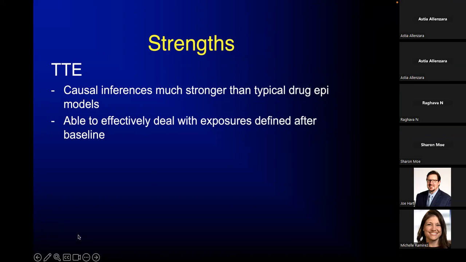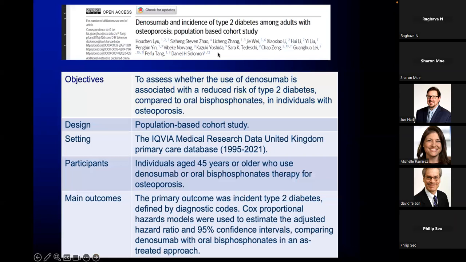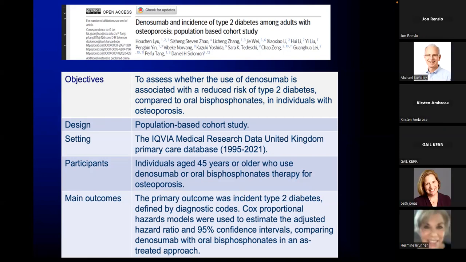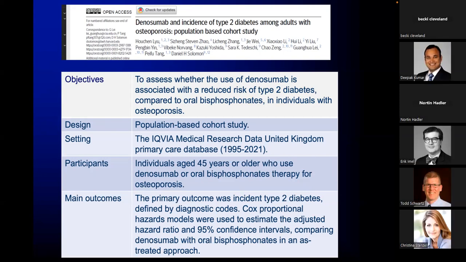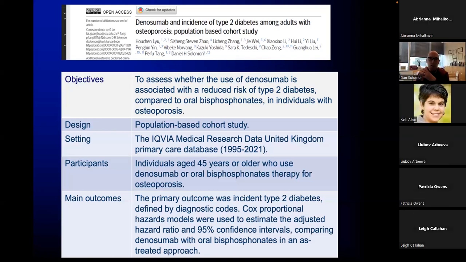Okay, so let's go on to the next example. This is another paper that was published. Hu Chen's the first author, and this was published in the BMJ, I think in the last year. I can't remember. We wanted to assess whether the use of denosumab is associated with a reduced risk of type 2 diabetes compared to oral bisphosphonates in individuals with osteoporosis. So this is kind of an interesting question. It's different than the prior question because this is kind of like an off-target potential benefit that the biology of denosumab has suggested.